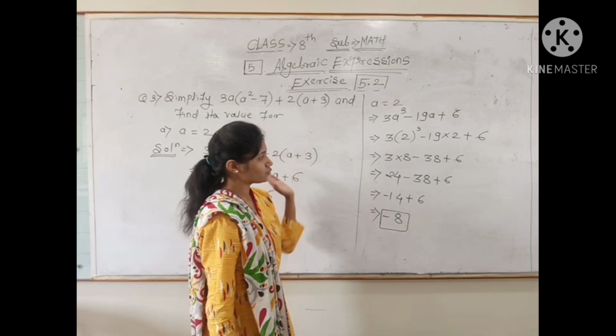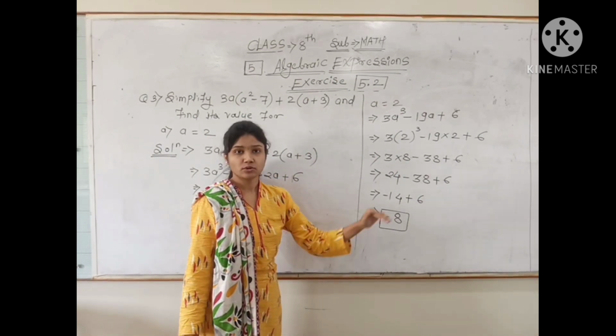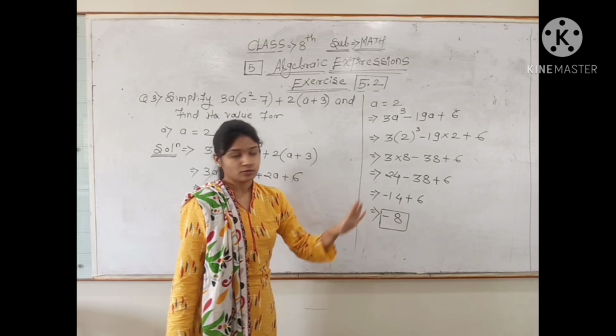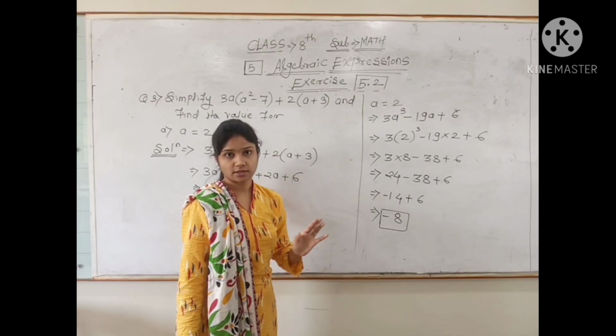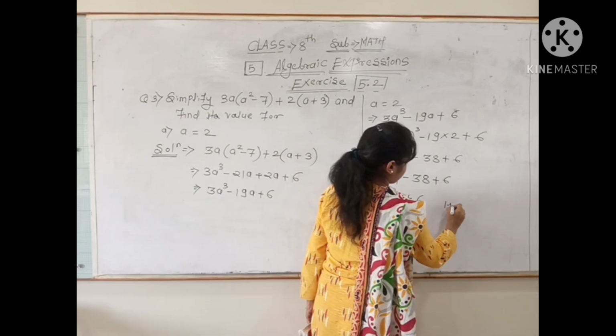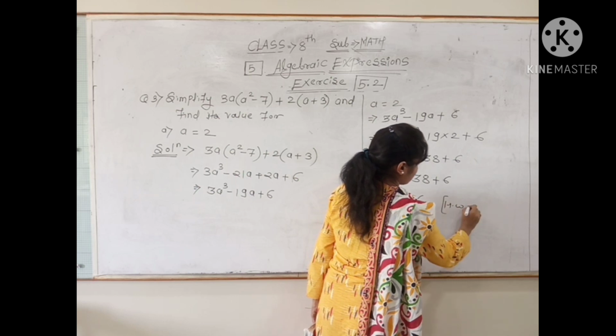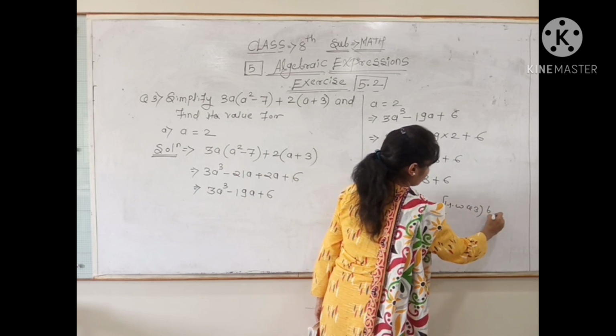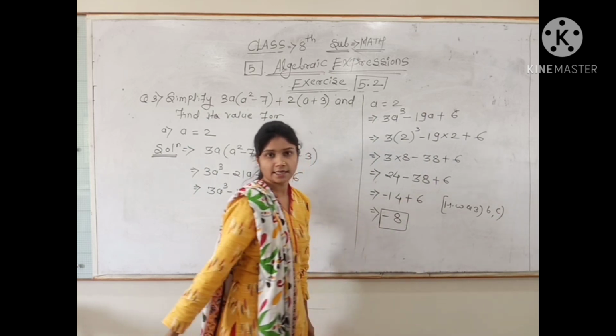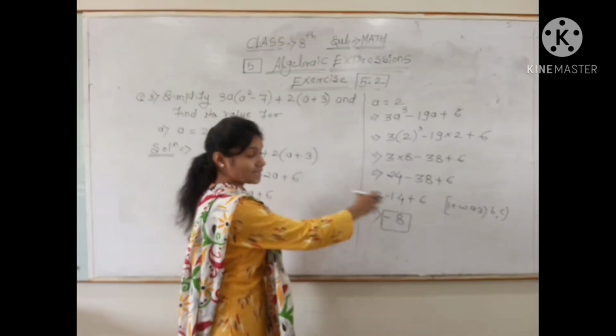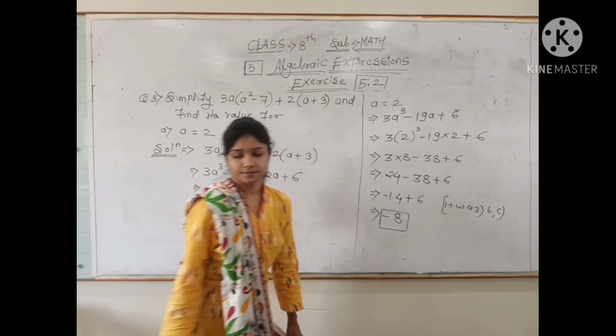In this type, we have to simplify the question first, and for those where the value is given, we have to put the value in the given equation. Okay. Question number 3, homework B and C. B and C are for homework. You have to use this same method. Understand, student?